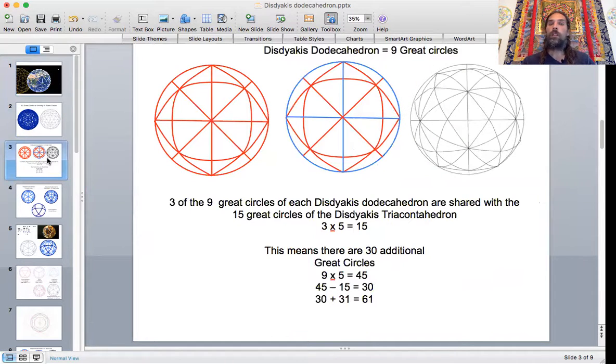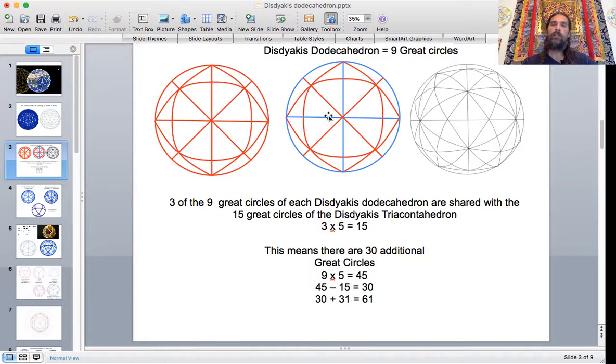So this is how I got there. What I discovered was this disdyakis dodecahedron, which is connecting to... So there's going to be 5 of these disdyakis dodecahedrons in this disdyakis triacontahedron. Now, this disdyakis triacontahedron is giving us 15 of the great circles, and the remainder of the great circles are going to be coming from this one.